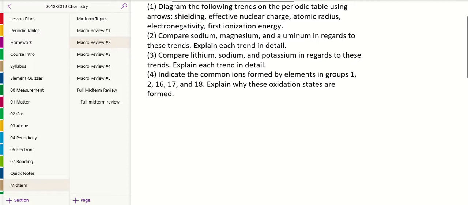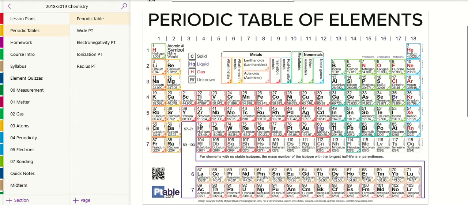So let's map out all of these trends on the periodic table. This is part of our midterm review, so make sure you know this for your midterm. Keep track of these: shielding, effective nuclear charge, atomic radius, electronegativity, and first ionization energy. You got it? Sweet. Periodic table. Jump over here. So let's talk about shielding and effective nuclear charge, the two trends that explain all the rest.